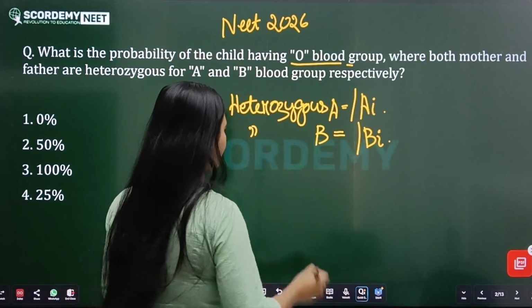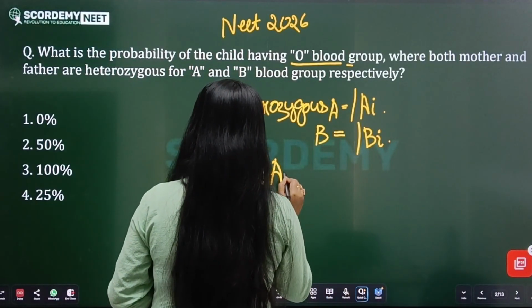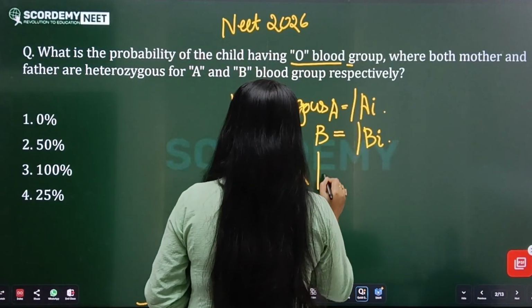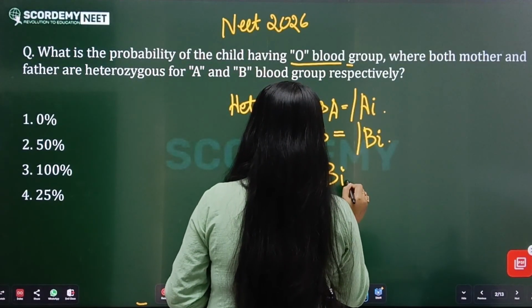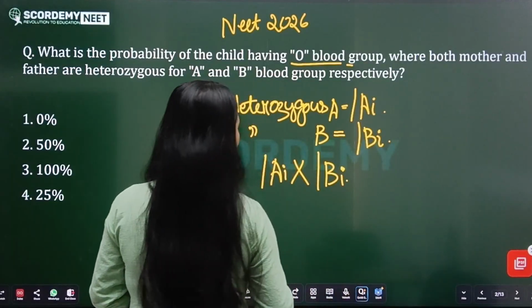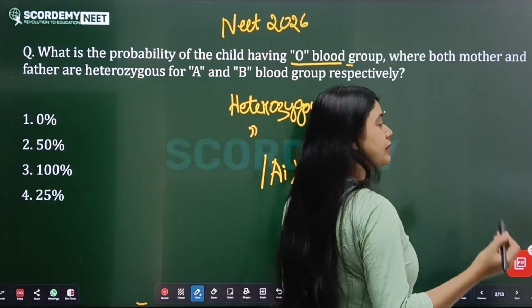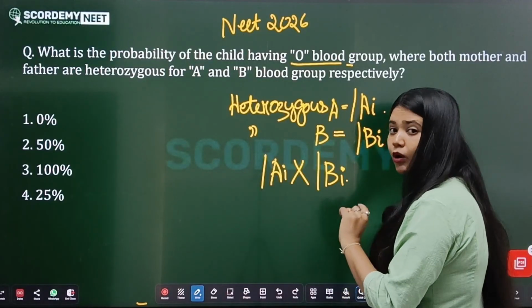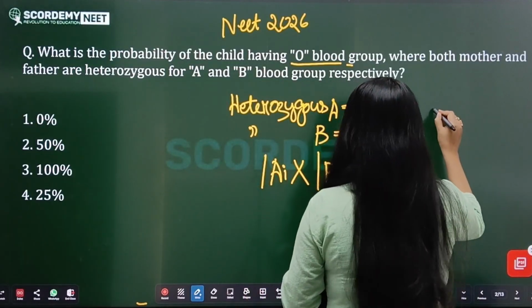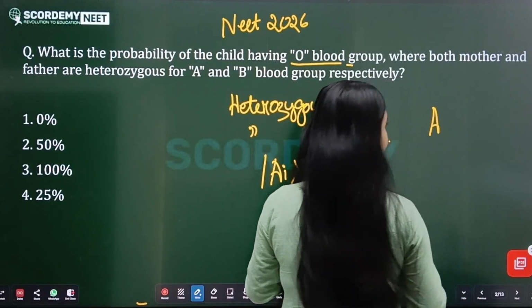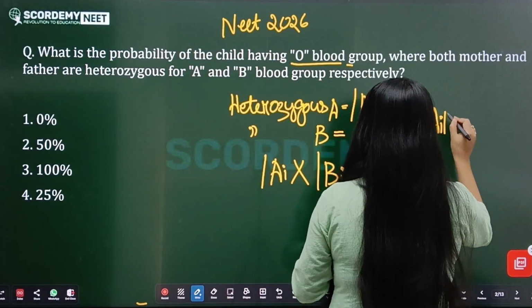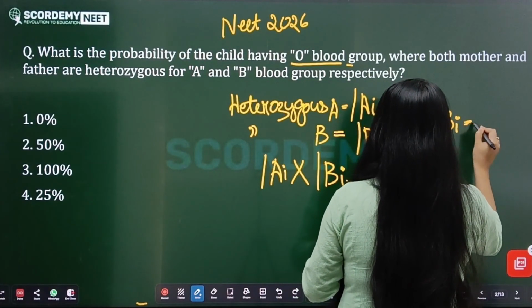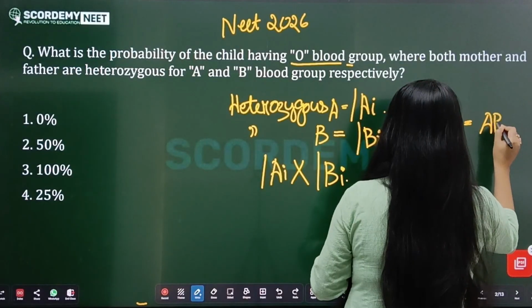Now what are you going to do? Cross them. Yes, cross both of them. Okay. Now after you cross them, what are the possible combinations for this? For this crossover, what are the possible combinations? The possible combinations are what? It is A I B I, that means what? Blood group AB, isn't it?